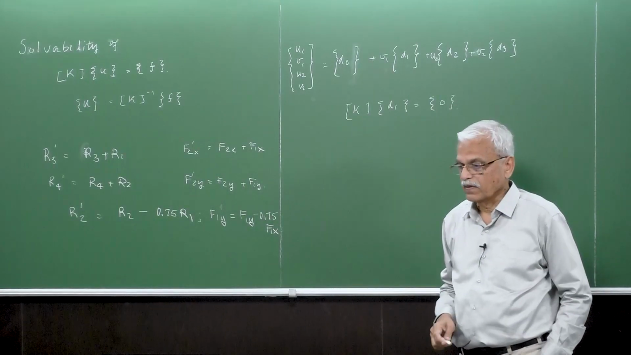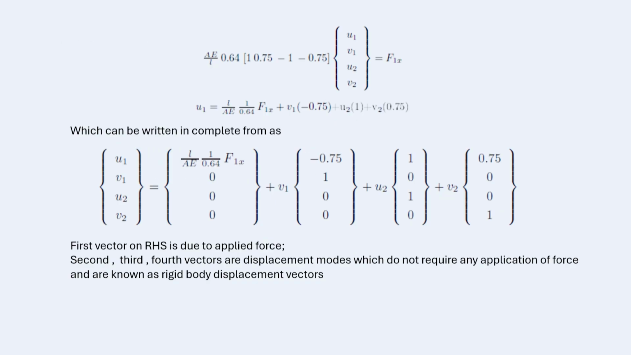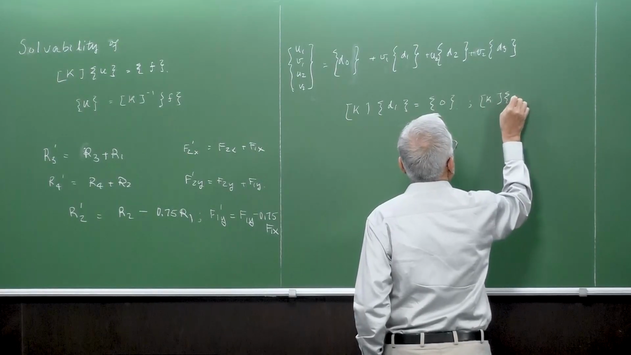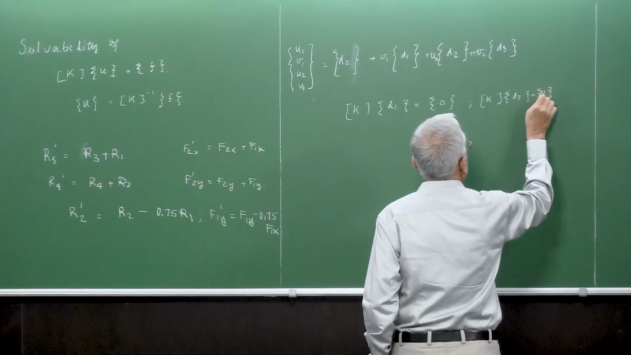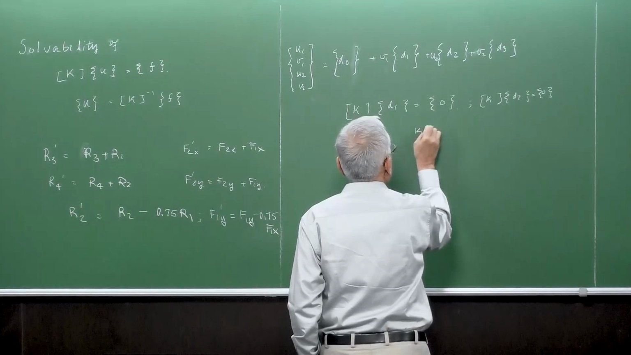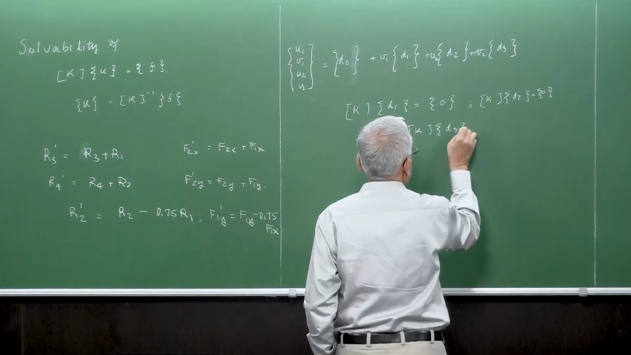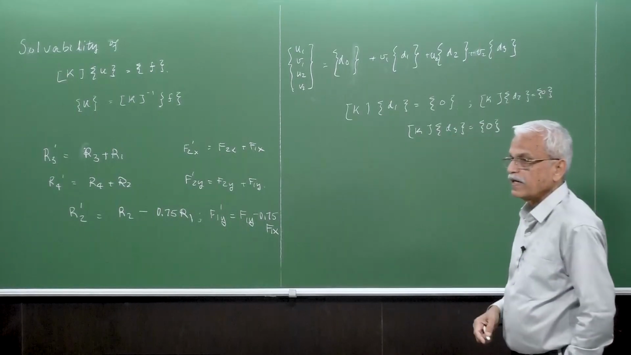So whatever K you had in the previous one, you take that K and multiply this D1 with it, and you get 0. Similarly, K times D2 is also 0, and K times D3 also. So what does this mean? What are these D1, D2, D3?